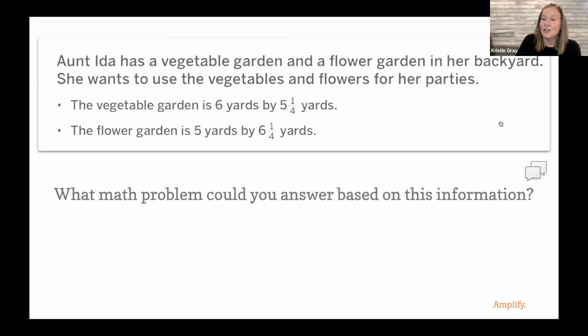Oh, is our garden large enough? How many tomatoes could you plant? Difference in the areas. Difference in area and perimeter. Yes. Oh, these are so good.